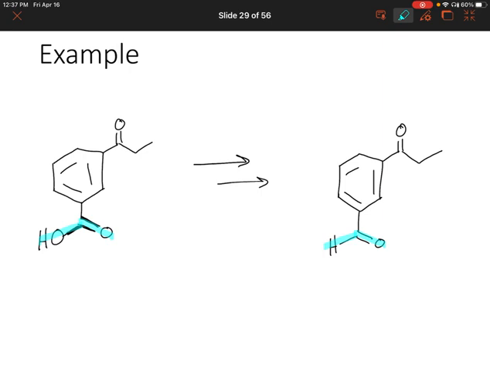All right, so we're starting with, again, that carboxylic acid. We just saw how to turn an acid chloride into an aldehyde. So how would we turn a carboxylic acid into an acid chloride? Remember, we saw that we can use thionyl chloride to turn the alcohol on the carboxylic acid into a chlorine.